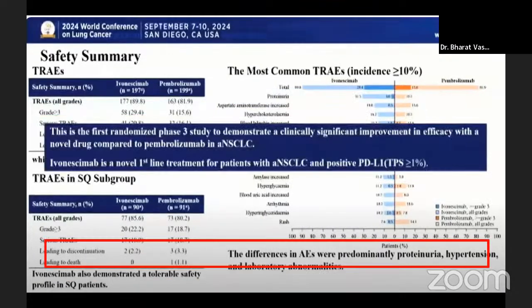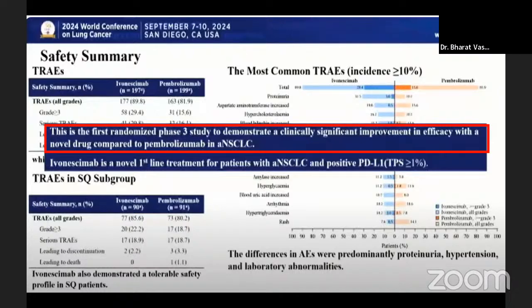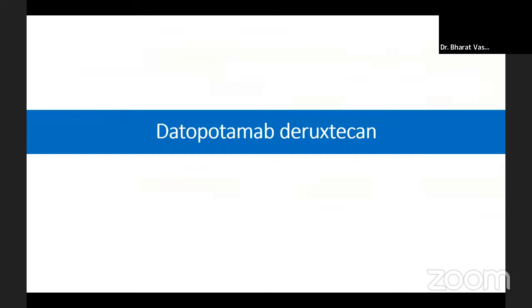So this is the first randomized phase 3 study to demonstrate a clinically significant improvement in efficacy with a novel drug compared to Pembro, and probably a novel first-line treatment of patients with advanced NSCLC and positive PD-L1 with a TPS of more than 1. So probably this is the most important study I wanted to present.